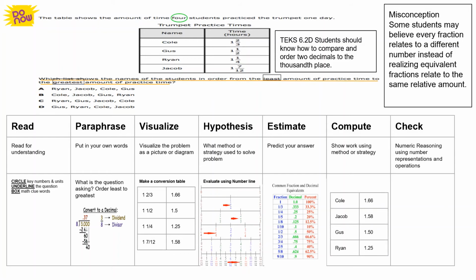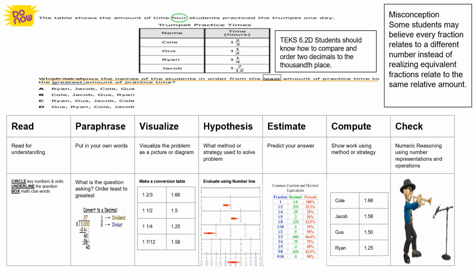Now, let's evaluate and compare our data, and we see that Ryan is the least and Cole is the greatest. And when we look at our answer choices, we'll see that you should have chosen answer choice C.